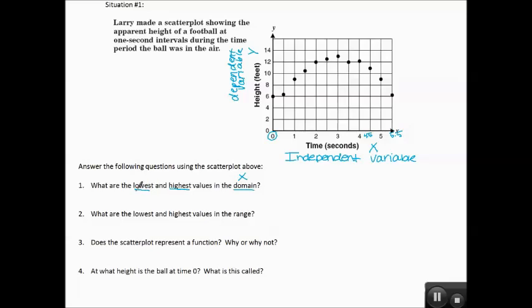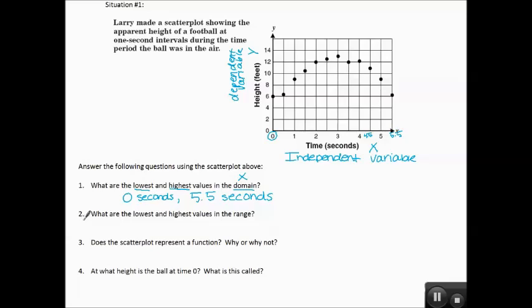So my lowest value in the domain would be at 0 seconds. And my highest value in the domain would be about 5.5 seconds. That's how long it took for the ball to be in the air and come back.